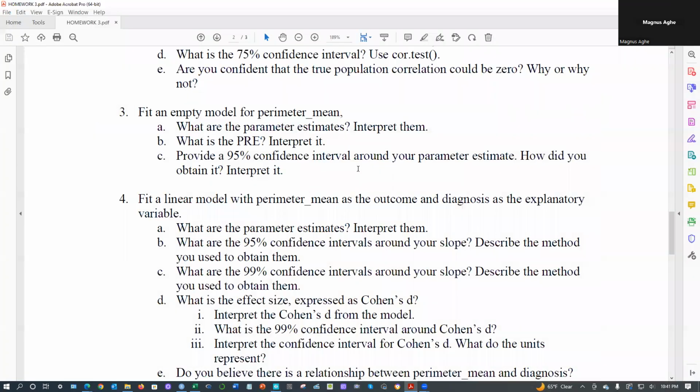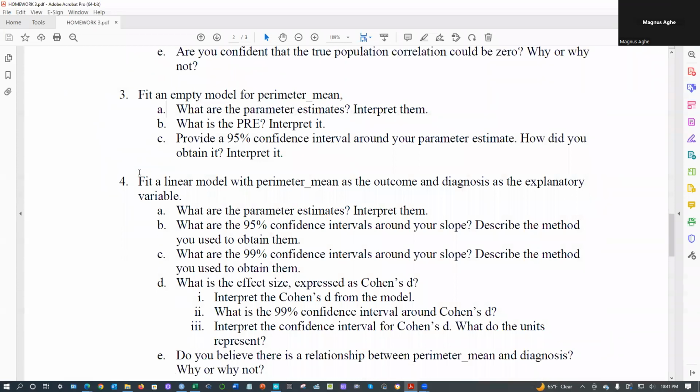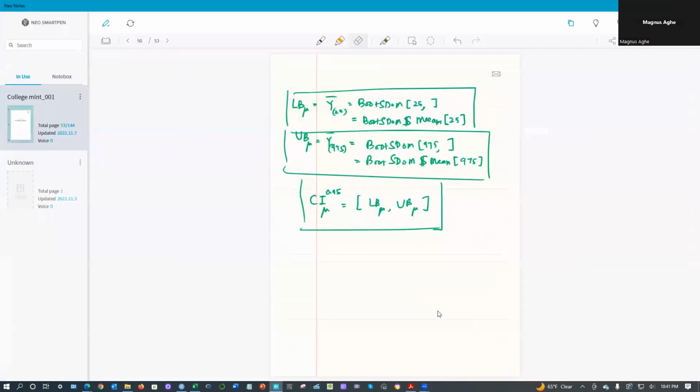That's what I did for question number 3. Fit an empty model. Once you fit the empty model, perimeter mean has a mean, the grand mean. So you find the confidence interval around that. Y bar is not enough now. Y bar is not enough.